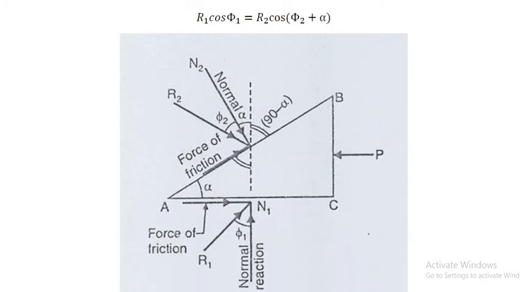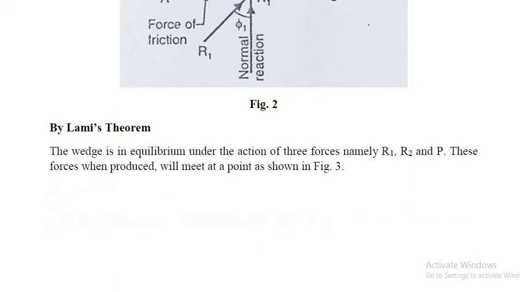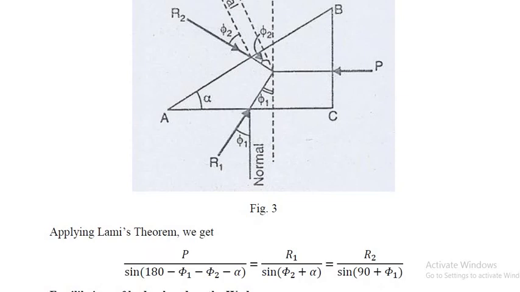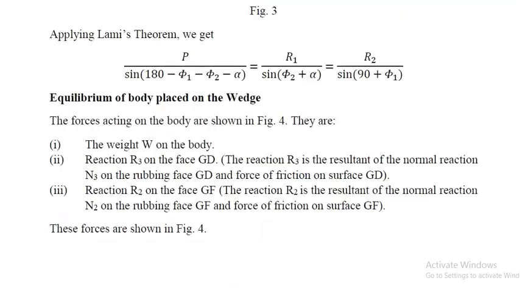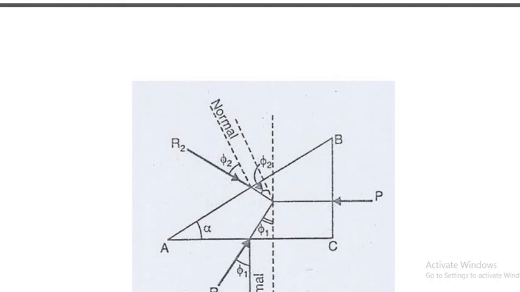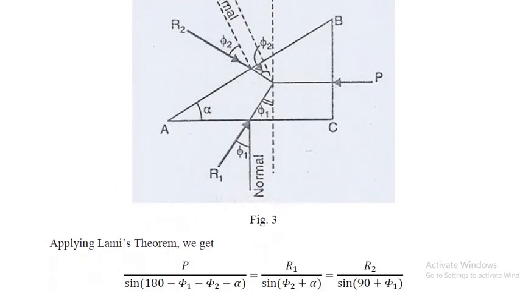Now if we make these forces act at a point, which is shown in figure 3, then we consider that the reactions R1, R2 and the force P are acting, suppose, at this point. For this case the wedge is considered to be in equilibrium. So we apply Lami's theorem.